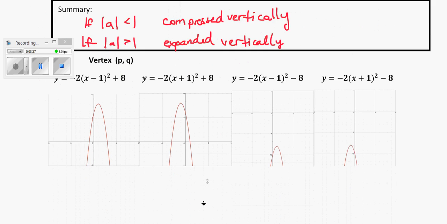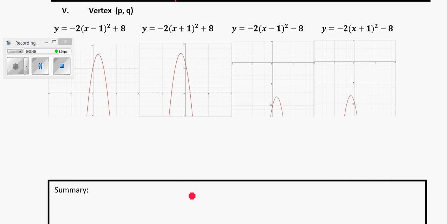And so now we need to look at the vertex. This is a really important part of the lesson, and I guarantee you that this will be a focus of the test and also of assignments. So it's really, really important that you can look at an equation and determine what the vertex coordinates are. So both the p and the q. So we'll talk about that here.